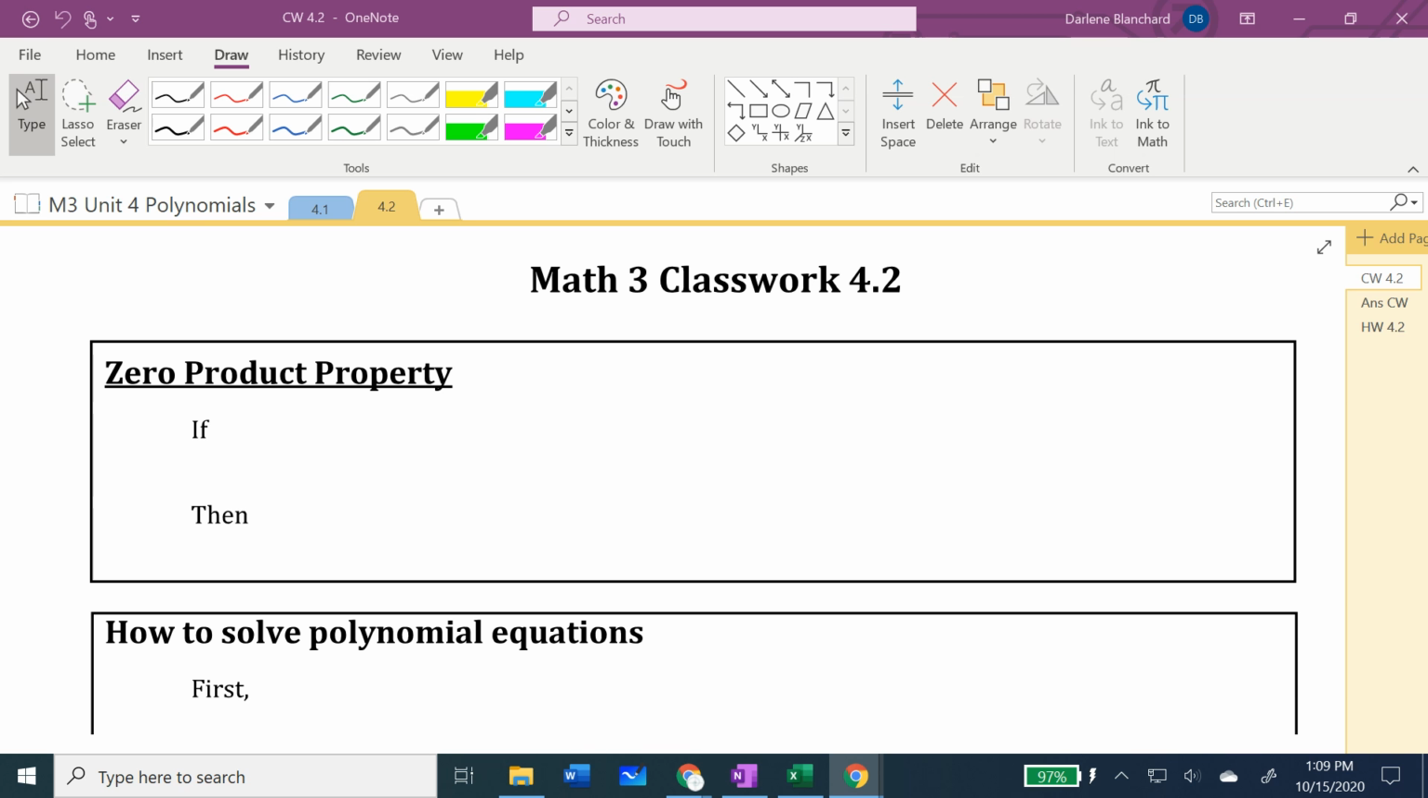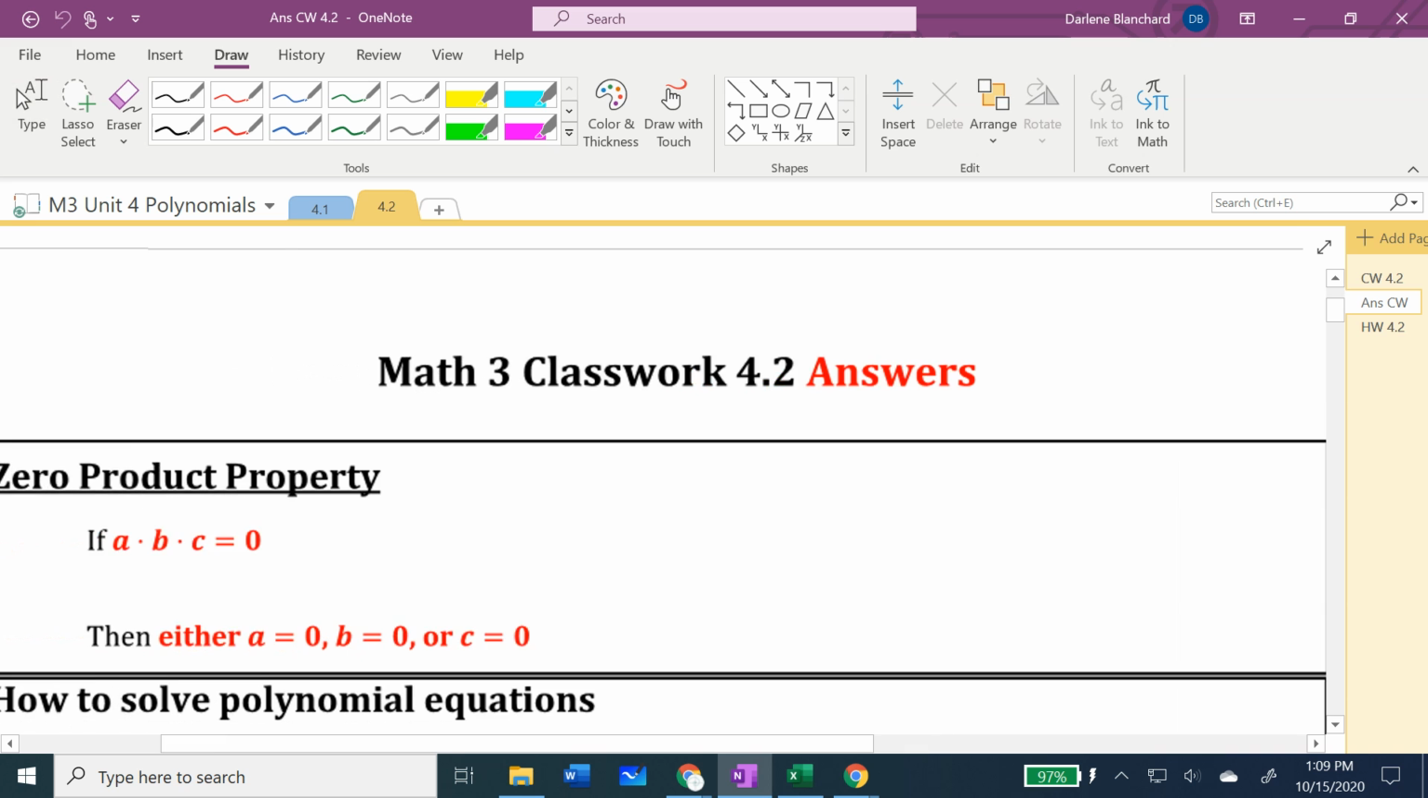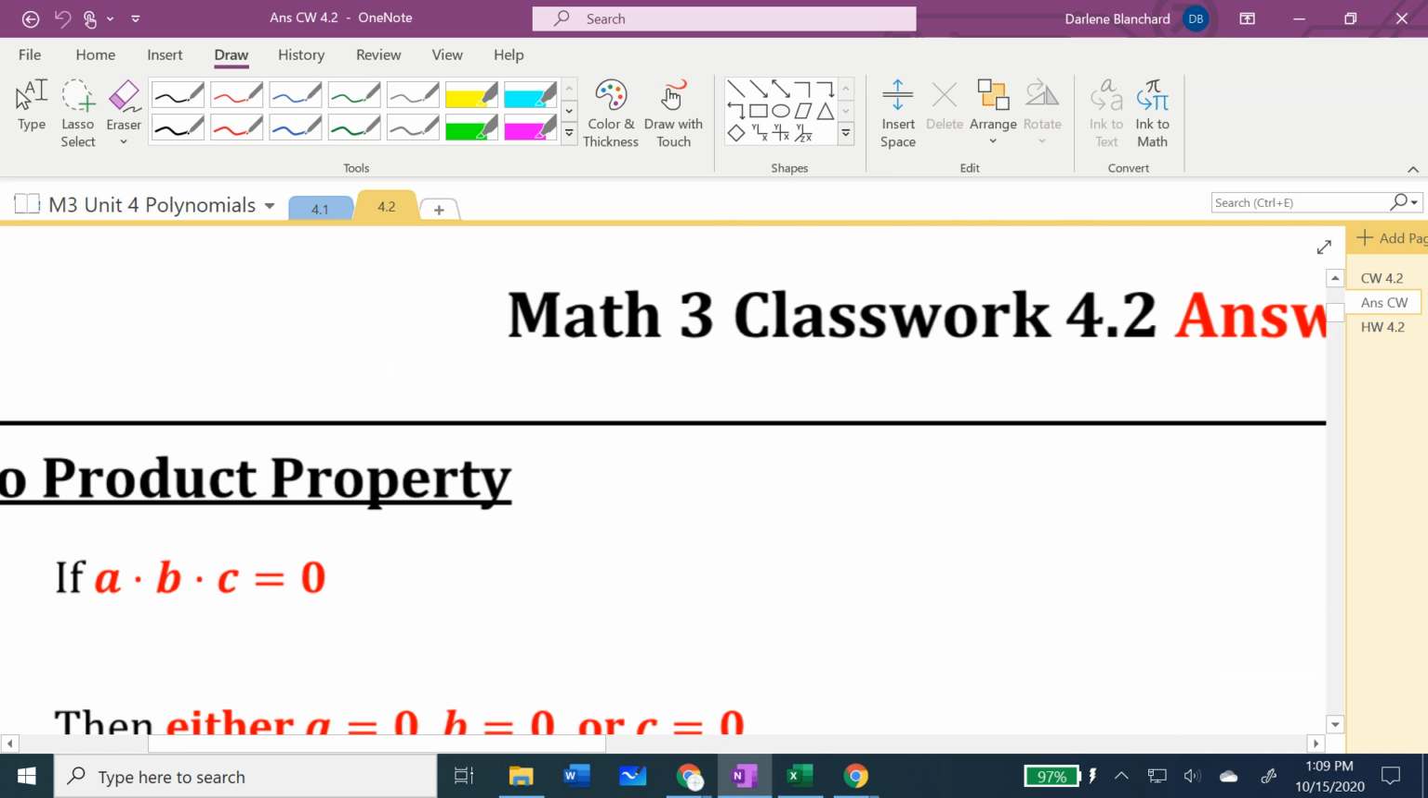I'll give you a second to print. Okay, I'll try and go slow. I'm going to go over to the answer document so that I don't accidentally use different letters than what are here.